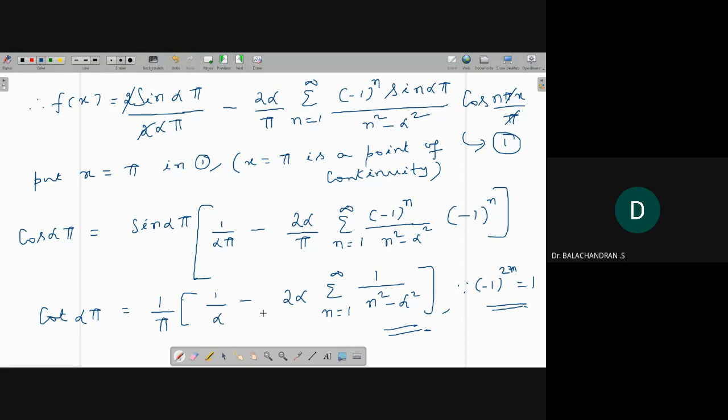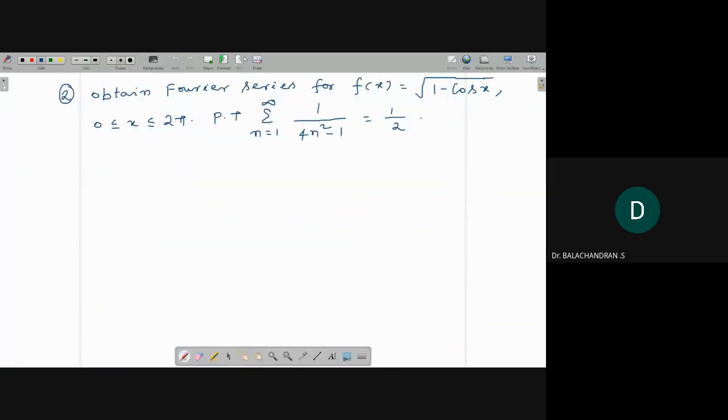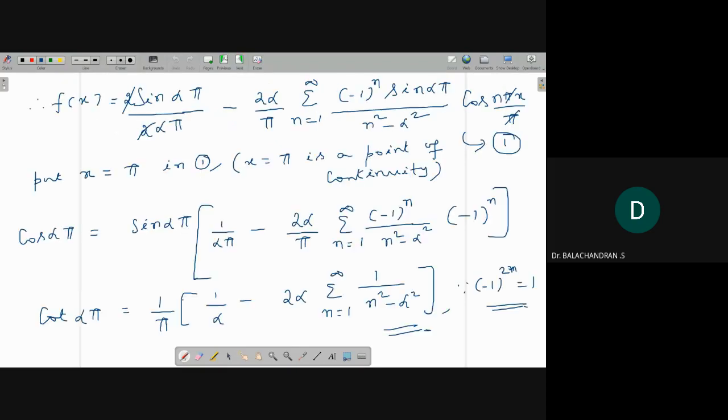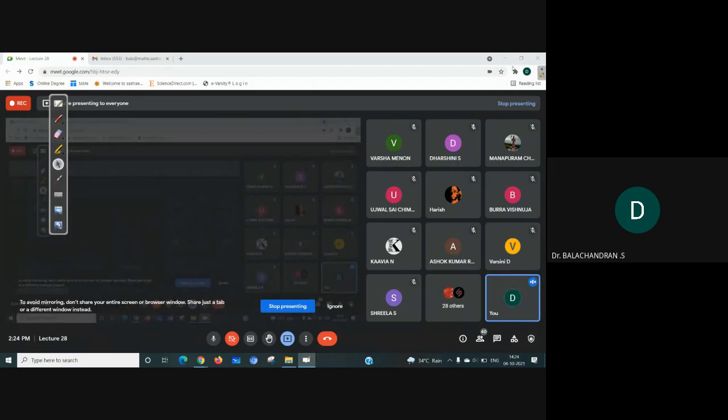So I will go to the second problem. The second problem is obtain Fourier series for f of x is equal to root of 1 minus cos x. If you have any doubts in the previous problem, please ask me, and then I will go to the second problem. If you have any doubts in the first problem, please ask me. Okay. No doubts, sir. Okay, thank you.